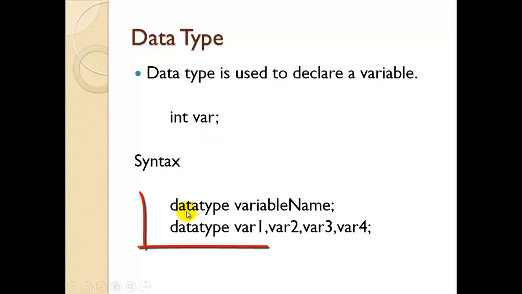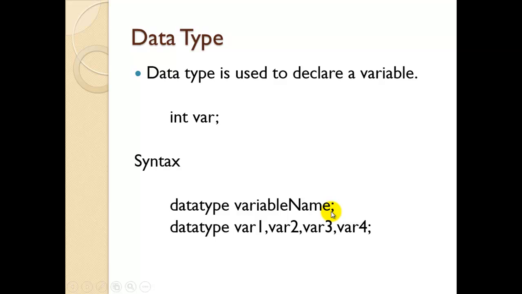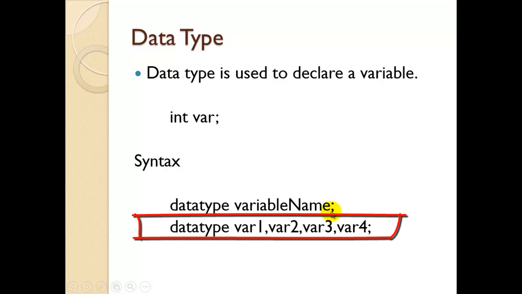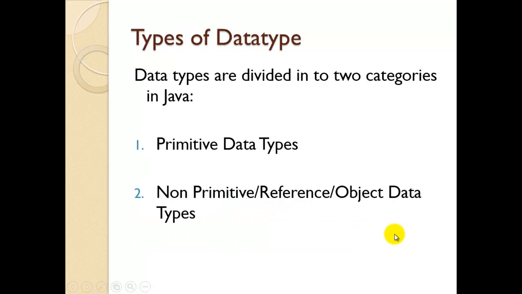And this is the general syntax of variable declaration. We must specify the data type and then we can write the variable name. We can also declare multiple variables of the same type in a single instruction like this: data type, variable 1, variable 2, variable 3, variable 4, and we can assign any number of variables, comma separated.